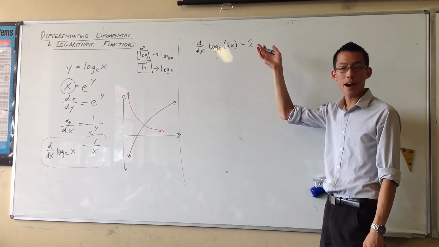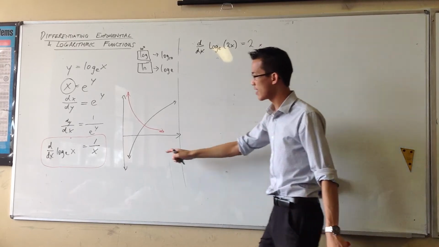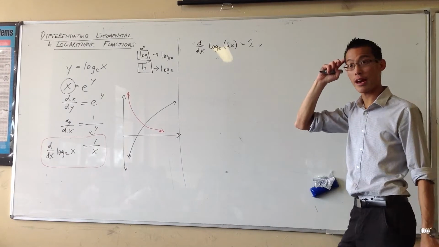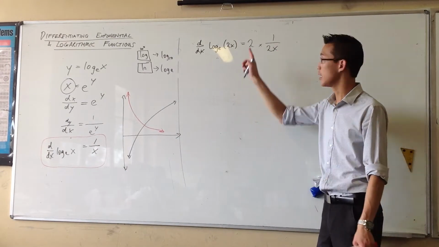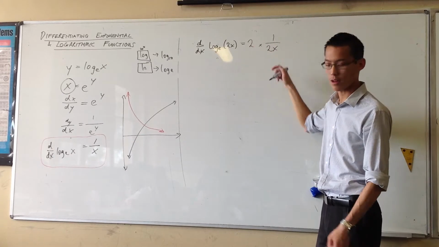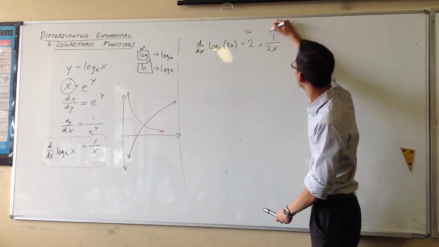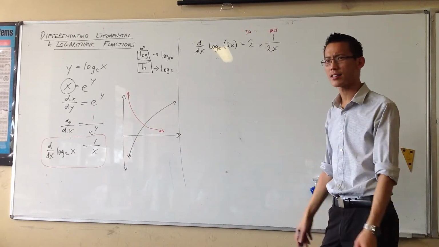There's my inside derivative. I multiply by the outside derivative, right? The outside derivative is 1 over whatever you've gotten there, which is 2x. 1 over 2x. Inside, outside. I'll write that down for you. Hold on a second. 2 over 2x.